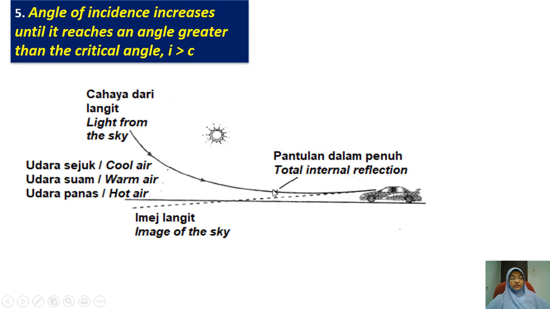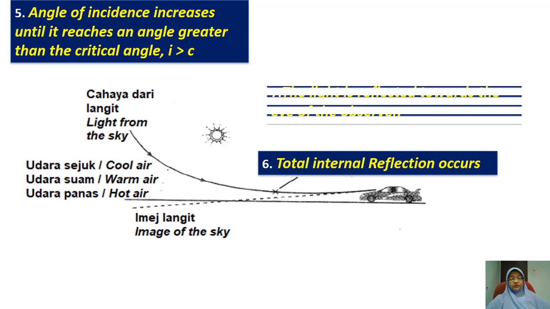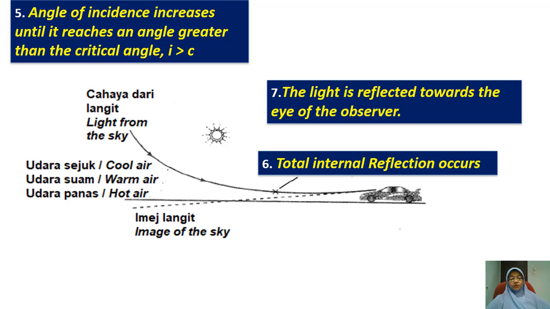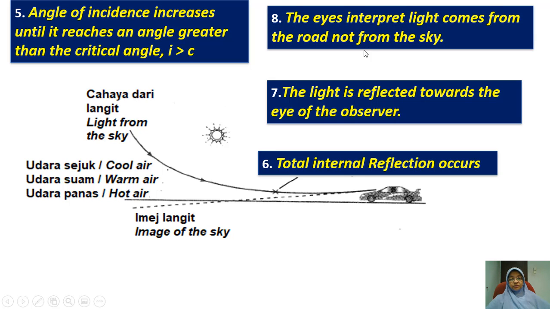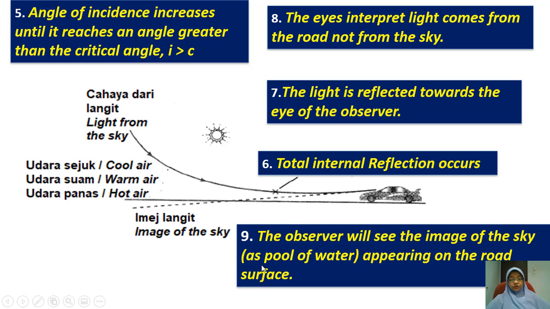The angle of incidence increases and reaches an angle greater than the critical angle at this point. So total internal reflection occurs, and the light is reflected towards the eye of the observer. The eye interprets the light as coming from the road, not from the sky. This is the light that is totally internally reflected to the eyes of the observer, but the observer sees the light coming from here, not from the sky. So this is the image seen on the road, and it seems like water because the sky is blue. The observer sees the image of the sky as a pool of water appearing on the road surface.